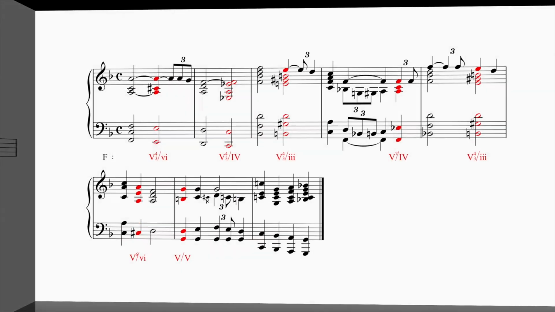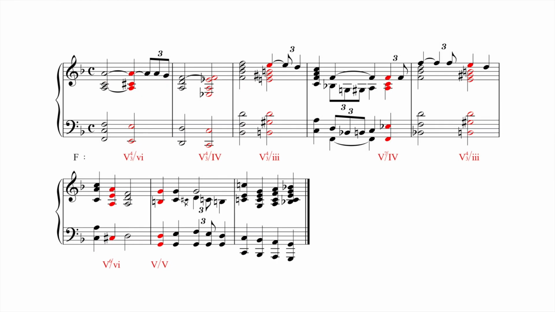This excerpt from Oscar Peterson's Hymn to Freedom includes secondary dominants on multiple degrees of the scale.